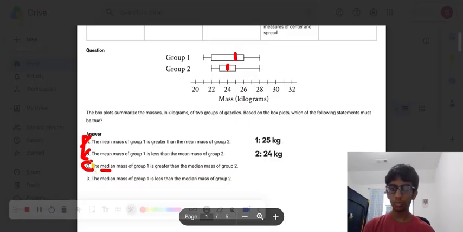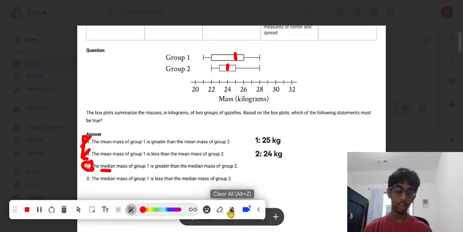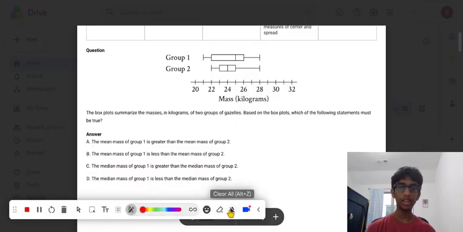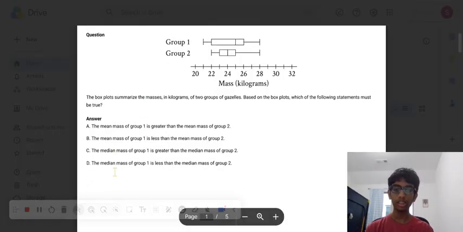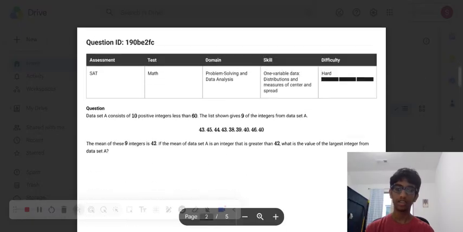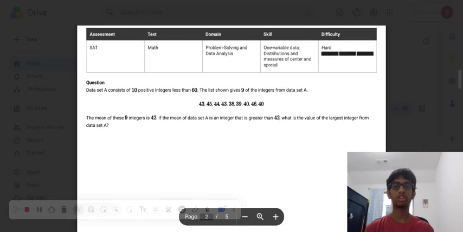And as I said earlier, this problem seems really hard, but all you need is a basic understanding of your box and whisker plots. To do that, you just need a lot of practice, and you'll eventually get it. However, right now we're going to launch our second problem.